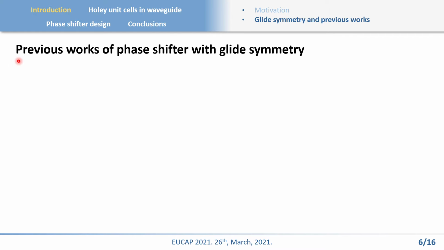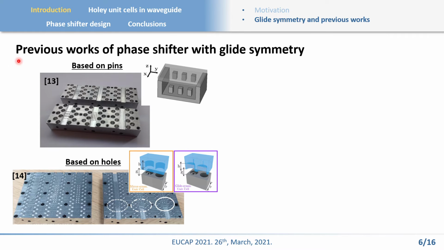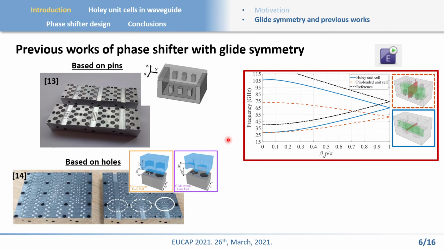Alternatively, glide-symmetric unit cells can be employed in a rectangular waveguide. In this manner, these two works use glide-symmetric unit cells to create phase shifters in waveguide. The first uses a unit cell with glide-symmetric pins, as can be seen in the inset, and the other work employs glide-symmetric holes. To compare the performance of both unit cells, it is typical to employ the eigenmode solver to obtain their phase constant beta along the frequency.